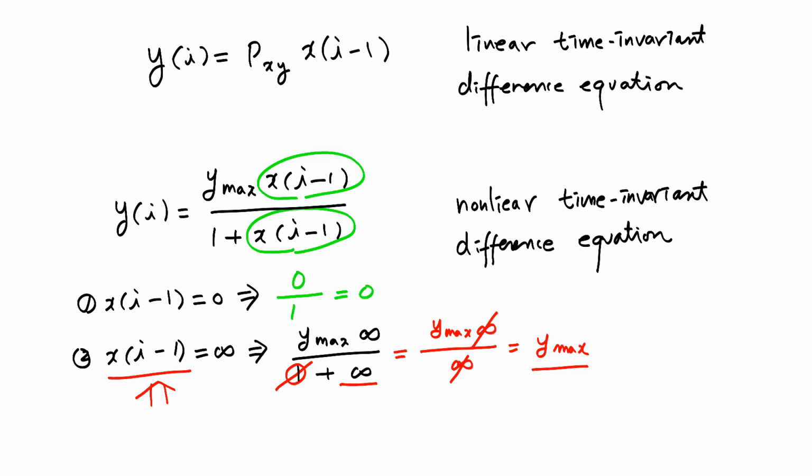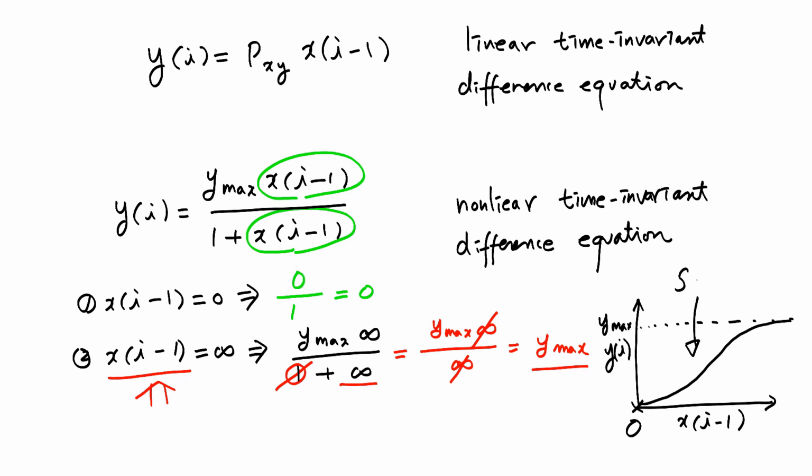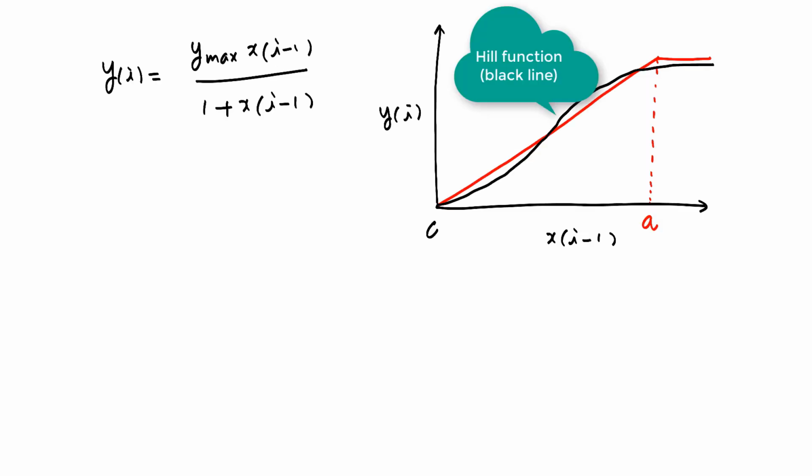If you draw the plot that shows the relationship between X of i minus 1 and Y of i, when this is 0, we have 0 here, right? And when X of i minus 1 is very large, we reach this value, which is Y max. It will be something like this. And this shape is S shape, and this function is actually called a Hill function.